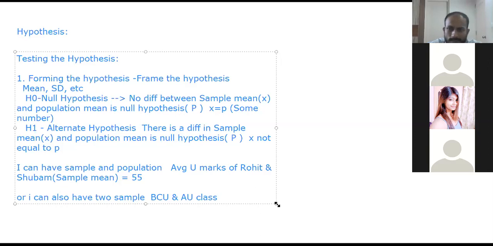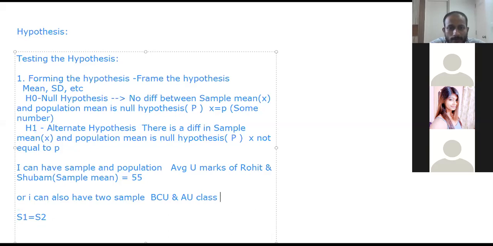Can I have a null hypothesis like this? I can write like this. 10 men and 10 women, right? How can I write it mathematically? Mathematically, I have to write like this: S1 is equal to, for the null hypothesis.